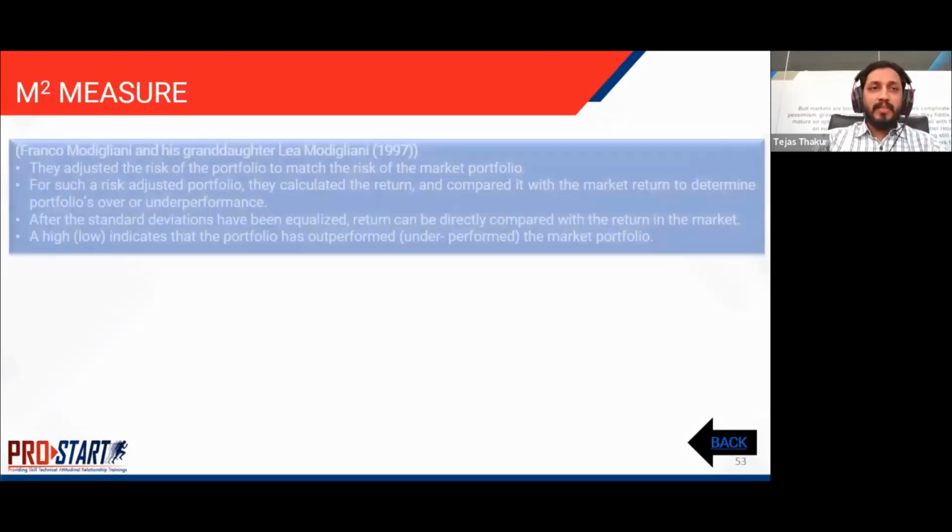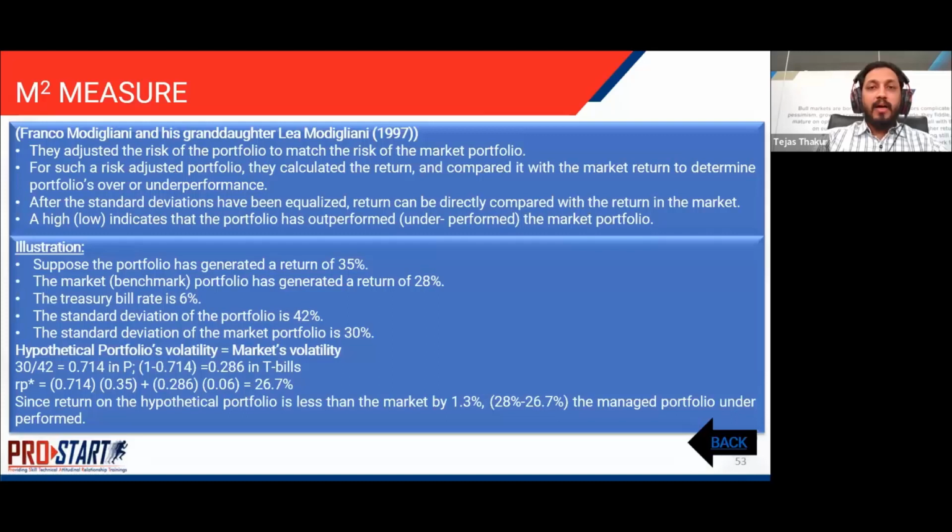The last of the measures is the Modigliani measure, which is the M square. Now, what they did was they just adjusted the risk of the portfolio to get the market risk per se. So I'll just explain it to you with an example. Suppose the portfolio has generated a return of 35% and the market, which is the benchmark portfolio, has generated a return of 28%. Now the treasury bill is at 6%.